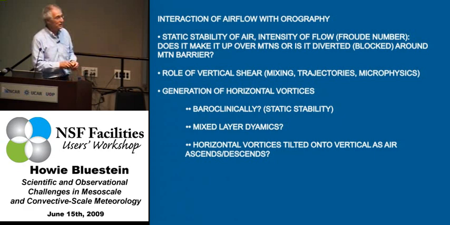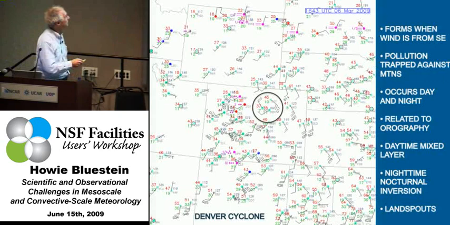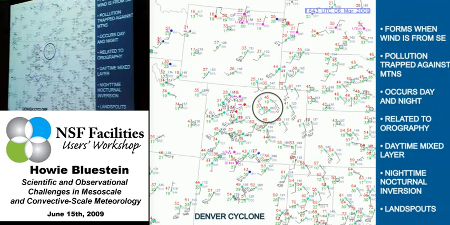Sometimes the horizontal vortices are tilted onto the vertical as air descends or ascends as it moves around mountain ranges. Here's a typical example of the so-called Denver cyclone. This is one of the best examples I could find from this March. It forms when the synoptic scale wind is from the southeast. And there's Broomfield and there's Denver. And the air pollutants get trapped against the mountains. They can occur night and day.